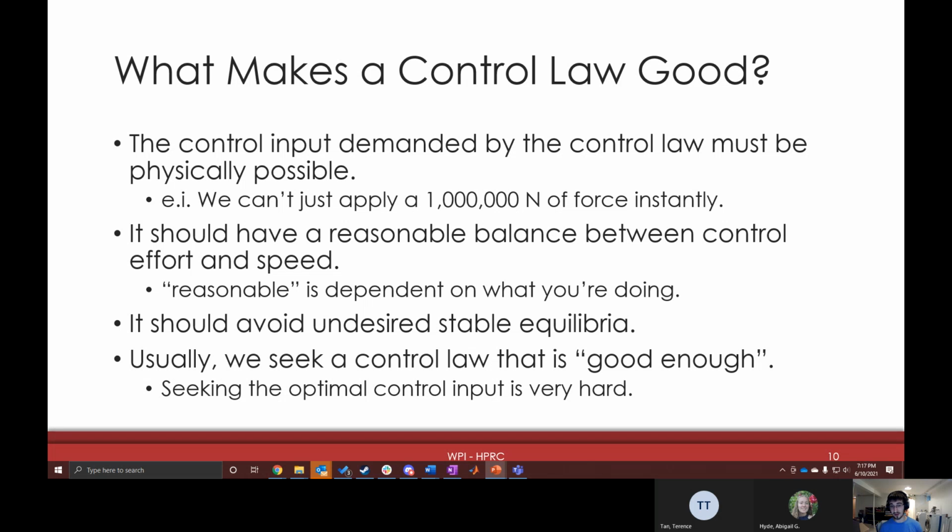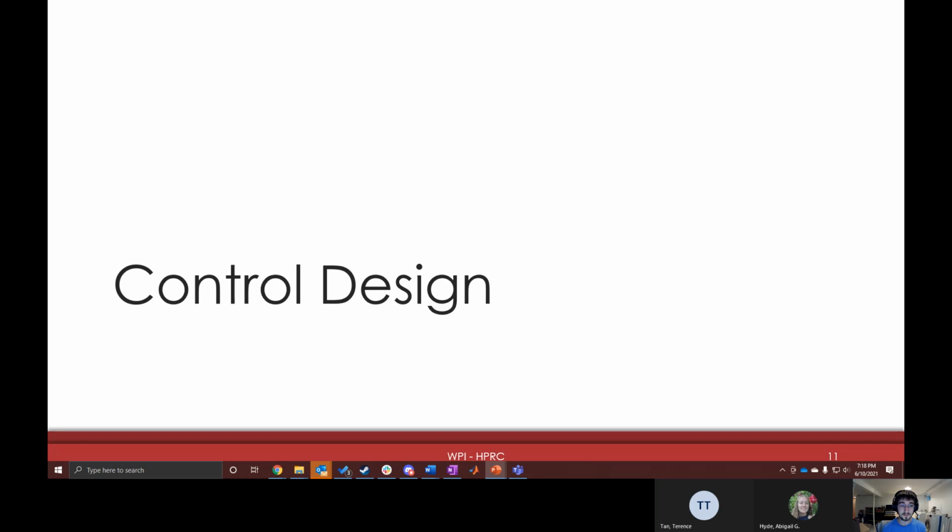Additionally, you also want to avoid undesirable stable equilibria. Essentially, you don't want to get stuck with your control law keeping you stable, but in the wrong place. In general, we seek a control law that's good enough. There are ways to find the mathematically optimal control law, but that's typically pretty hard, and we're not covering that here. So now we'll get on to some actual control design, finally, after all this time.